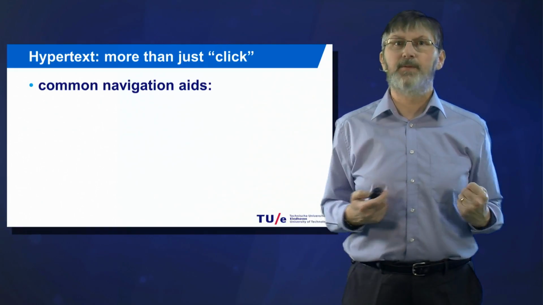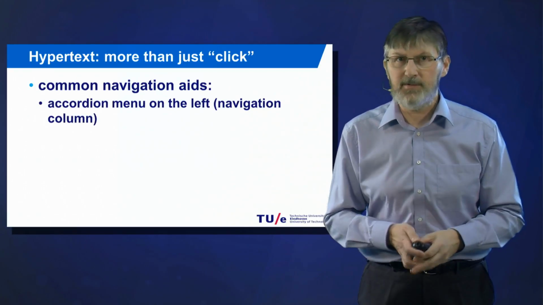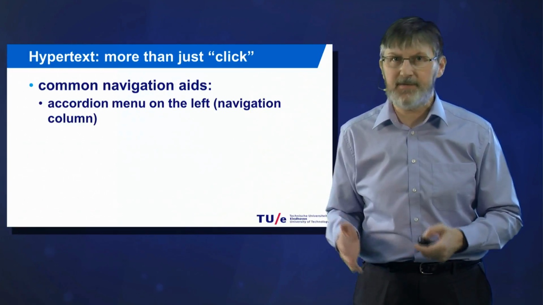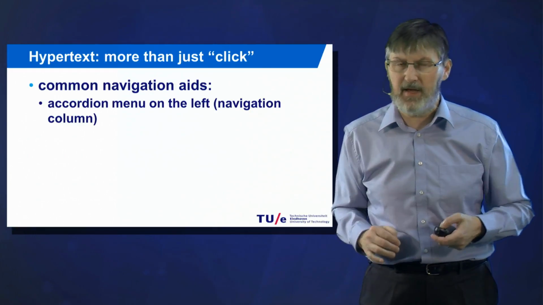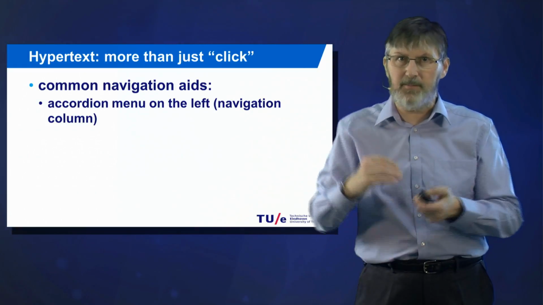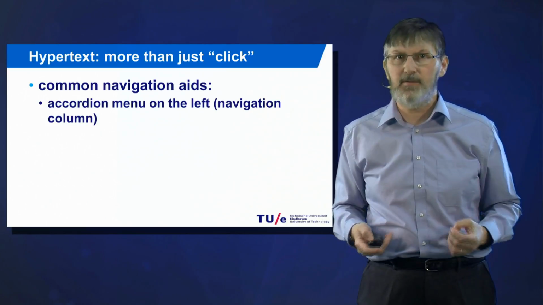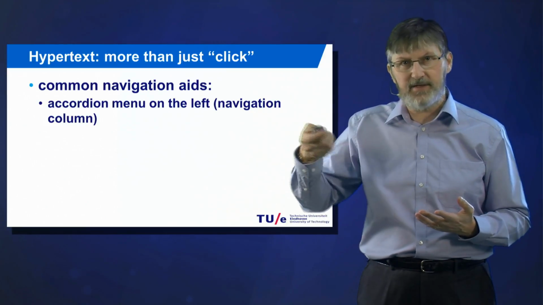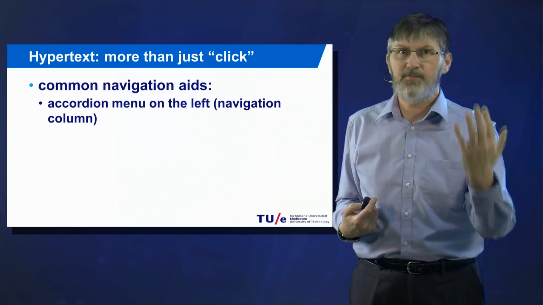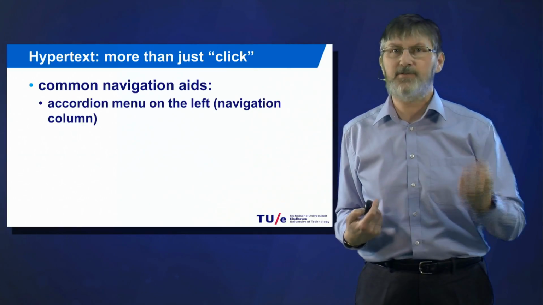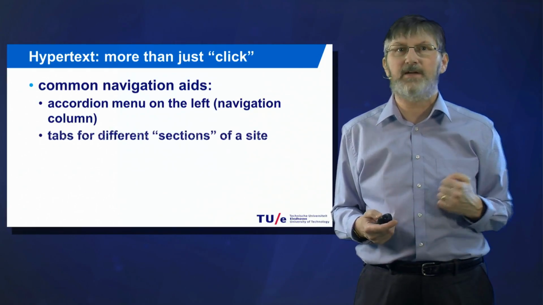To overcome this problem, we offer navigation aids. A common tool is an accordion menu. Many websites have a menu on the left. When you click on an item in the menu, a sub-menu appears inside the other menu. This is very common, and while we are navigating to different pages on the website, the menu provides us with context that shows us where in the document we are, where in the hypertext structure we actually are.